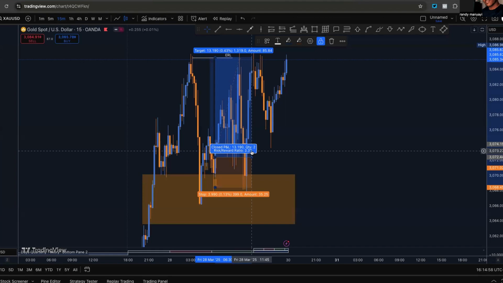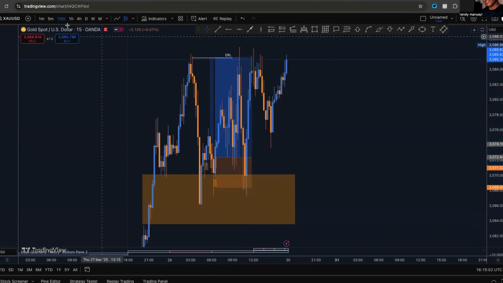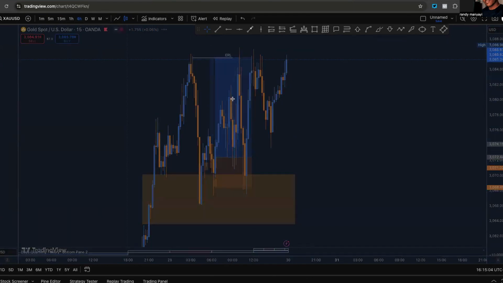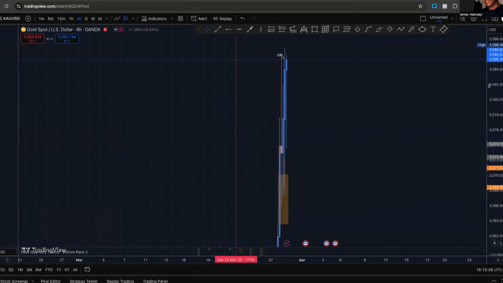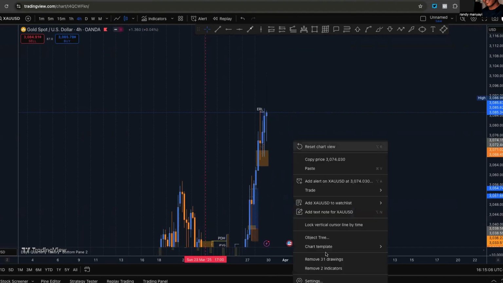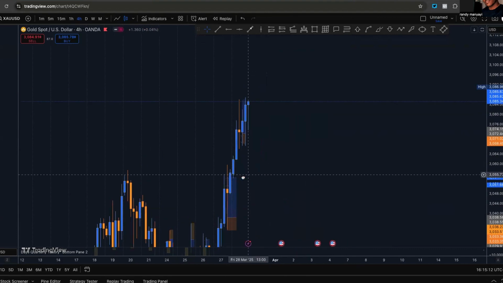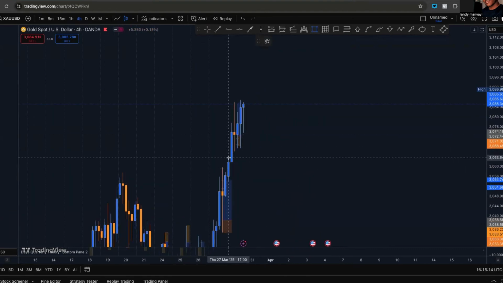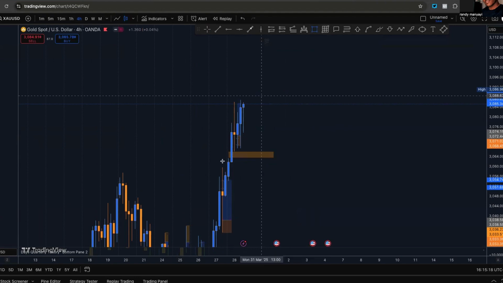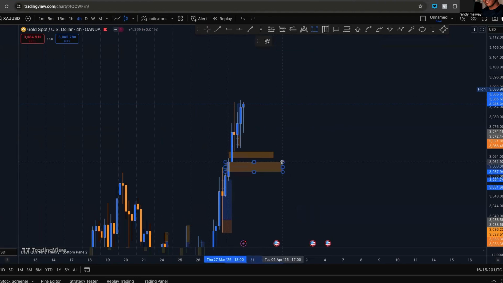And what am I looking for next week on gold? If I go to the H4, we can clearly see that we are in a powerful bullish move. So for next week, what I will be looking at is probably price maybe coming back to this untapped FVG here before I can look for any more momentum to the upside.